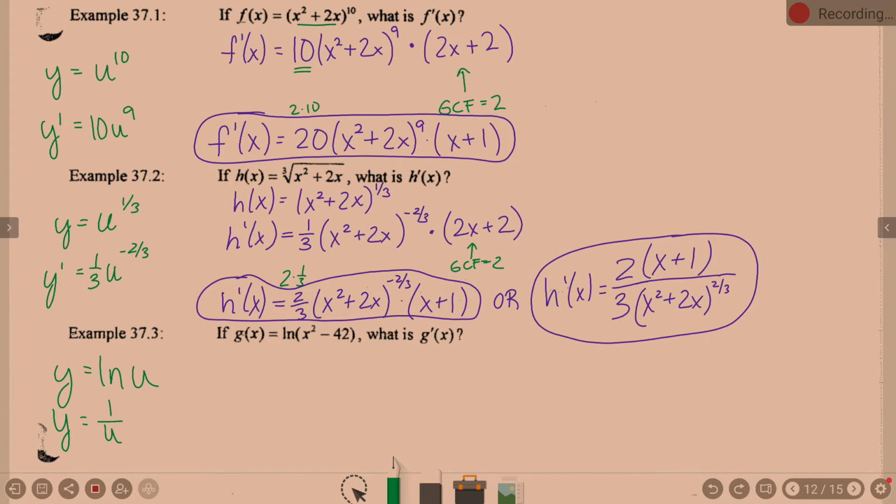So what's the derivative of natural log of something? 1 over that something. So derivative of natural log of u is 1 over u. Now, except ours is not u. So the derivative of natural log of x squared minus 42: the derivative of natural log is 1 over the inside. So 1 over x squared minus 42 times the derivative of x squared minus 42, and the derivative of x squared minus 42 is 2x.